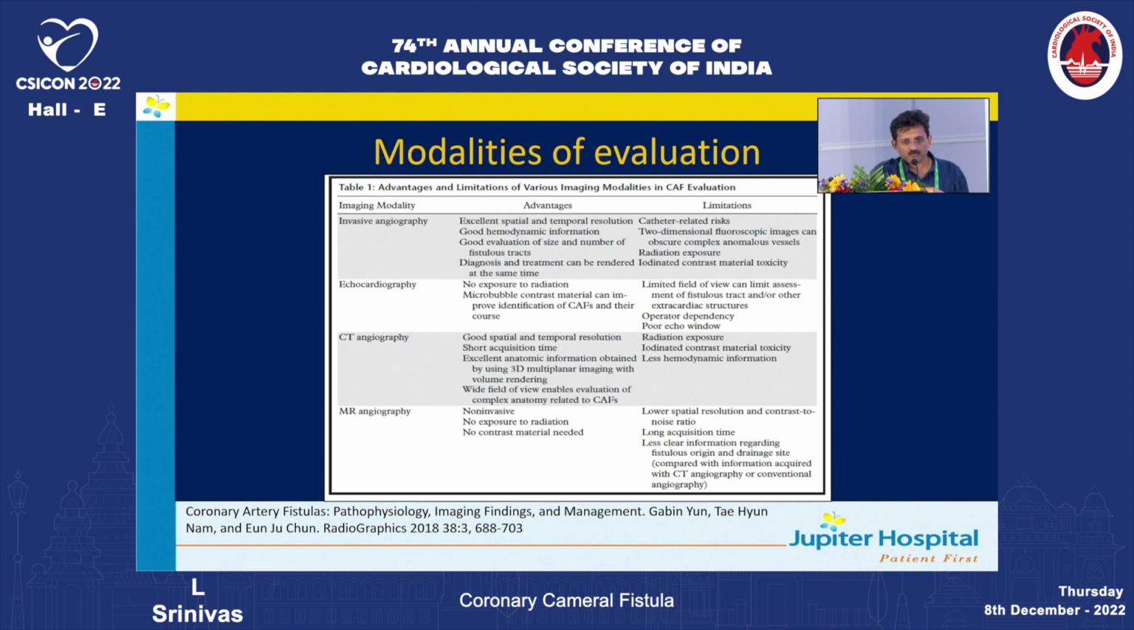Modalities of evaluation: echocardiography, CT scan, invasive angiography, MR angiography are all available. Out of all these investigations, MR angiography is least useful as far as coronary AV malformations are concerned. Echocardiography, of course, is an initial and a very good investigation to assess the size of the fistula, locate the insertion and exit points of these fistulas, and also to plan a probable intervention.